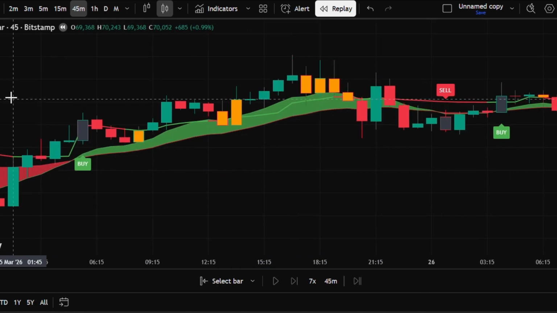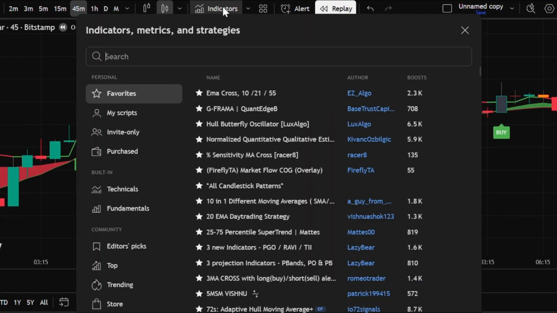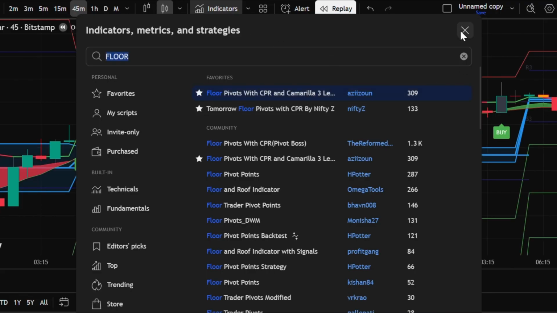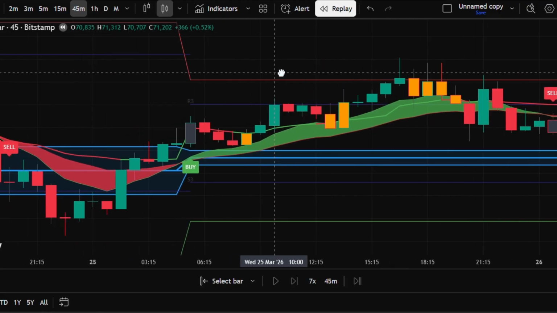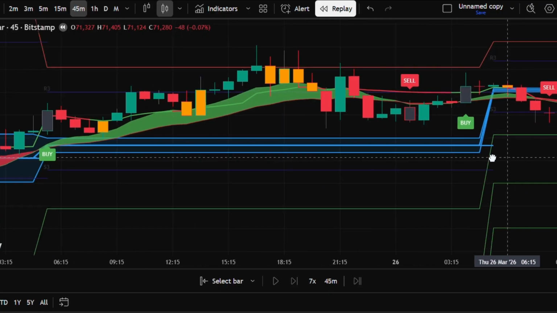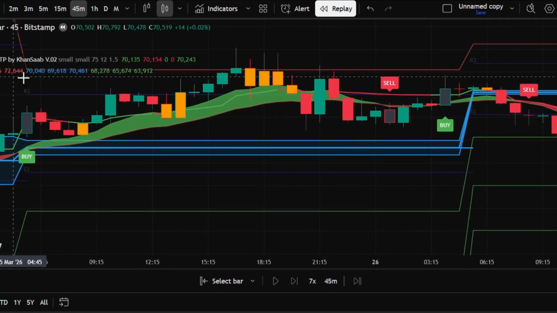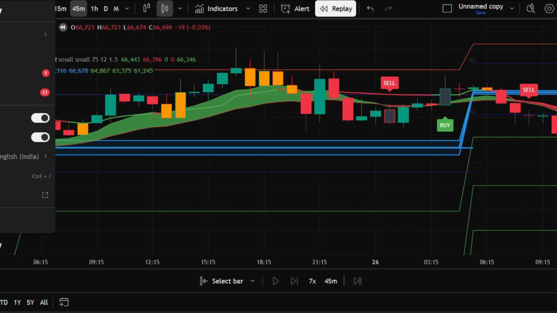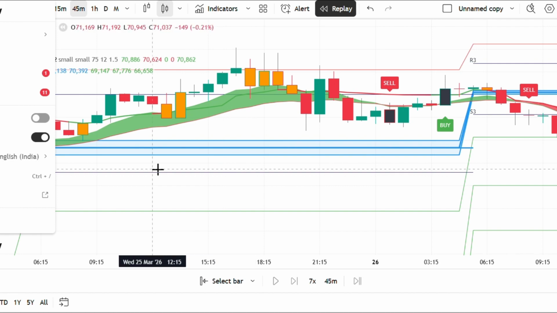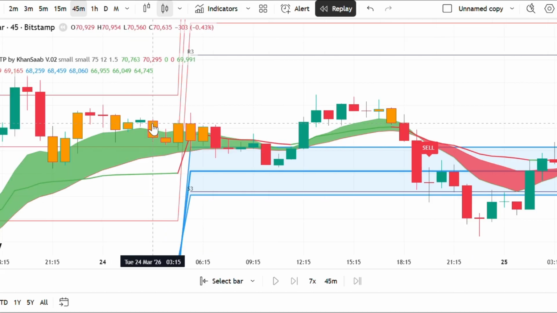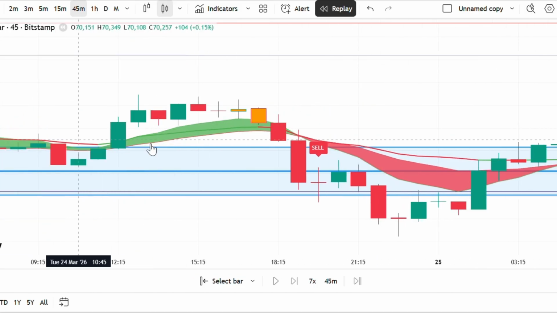Next, we add the location engine. Again, click on Indicators and search for Camarilla pivot points. Select it and add it to your chart. If you don't find the exact one, you can also use a combined script that includes both CPR and Camarilla levels. Once added, go into the settings. Make sure CPR is enabled and also ensure that R3 and S3 levels are visible. These are the most important levels for this strategy. Now, clean your chart. Remove unnecessary indicators, drawings, or clutter, because a clean chart leads to clear decisions. And that's it. You now have both parts of the system ready.